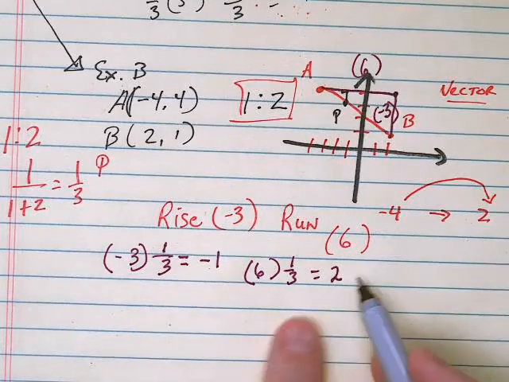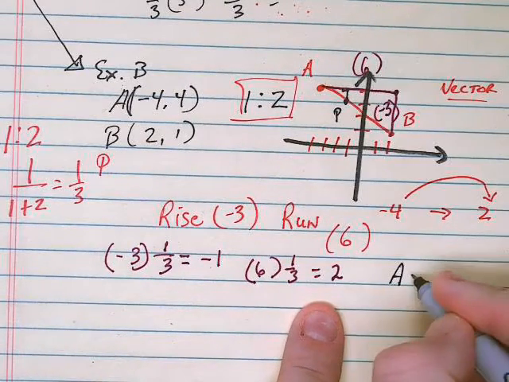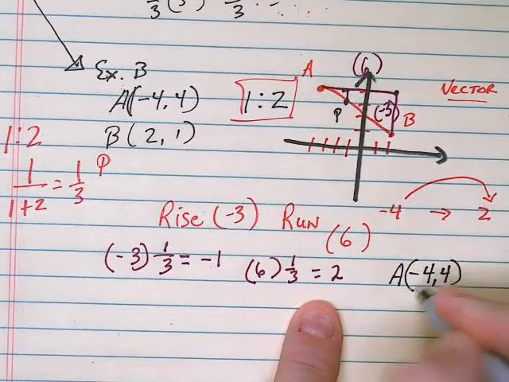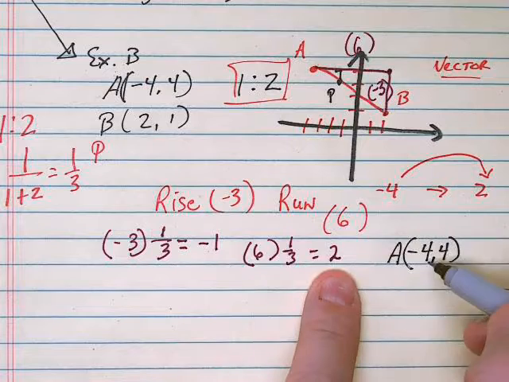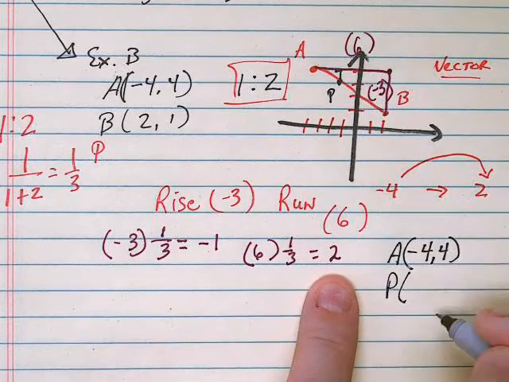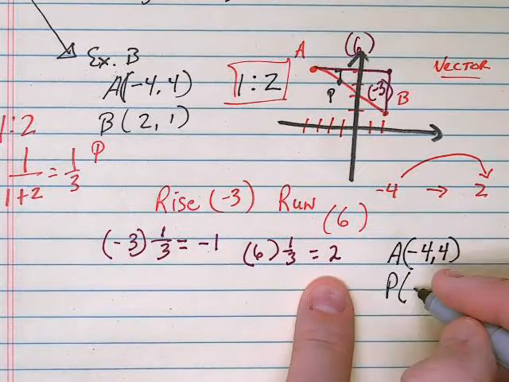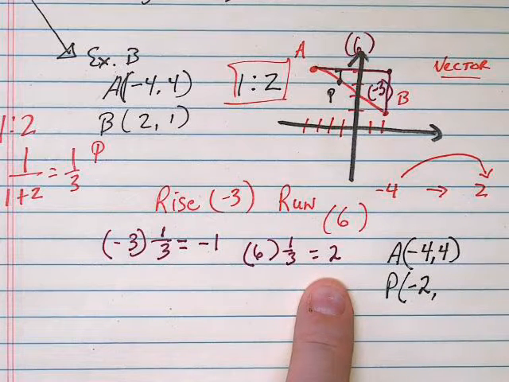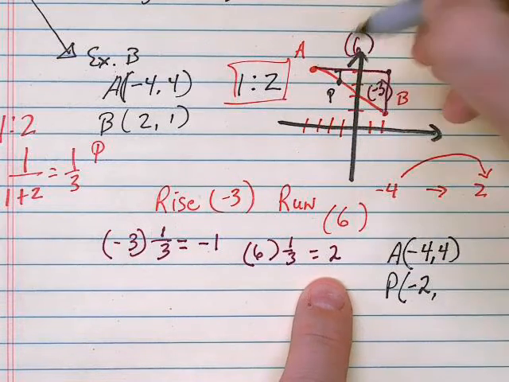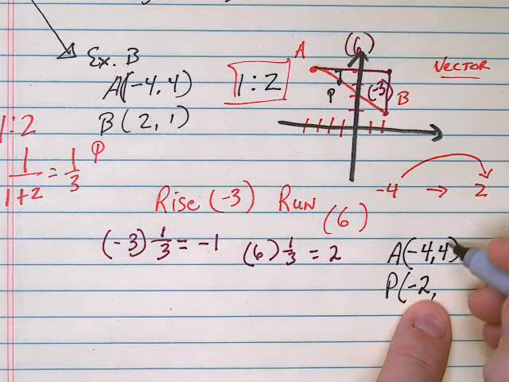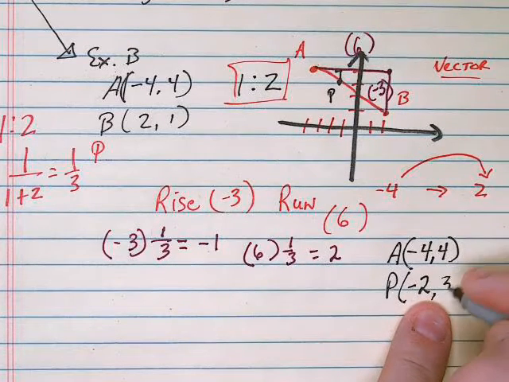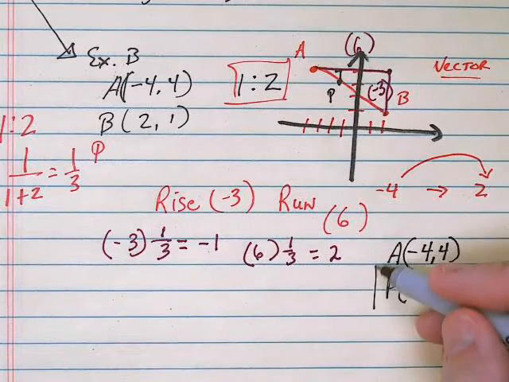Now, what's the coordinate? Maybe this is also helpful. If I start at negative 4 and I go 2 units to the right from negative 4, where am I going to end up? What's negative 4 plus 2? Negative 2. Maggie, does that make sense? All I did was add 2. I just moved 2 units over. Now I'm going to go down 1 unit from 4, so where am I going to end up? What's 4 minus 1? There's my coordinate for P.